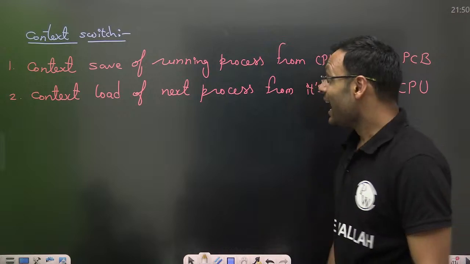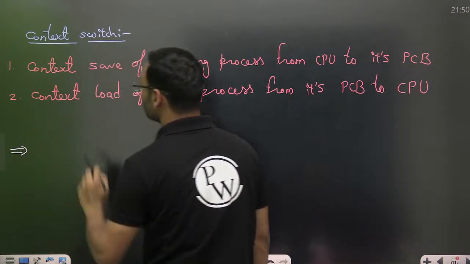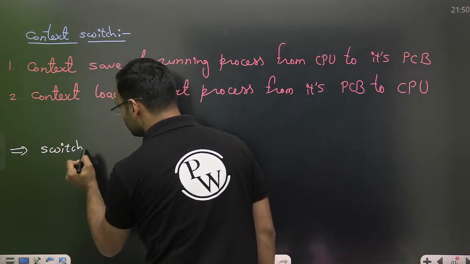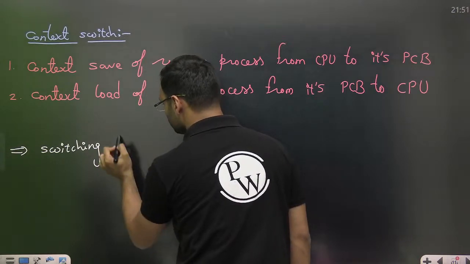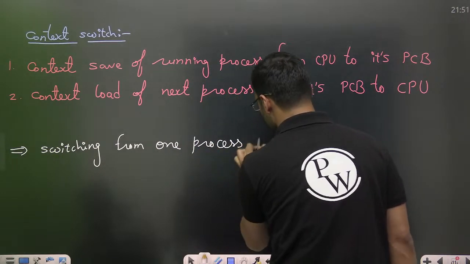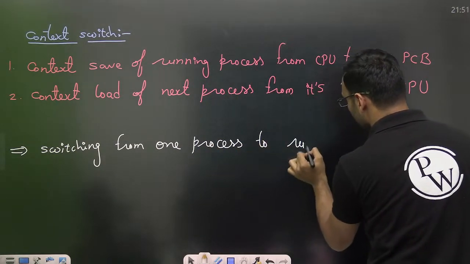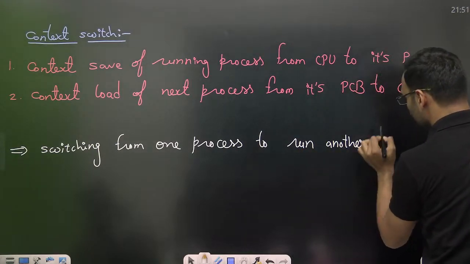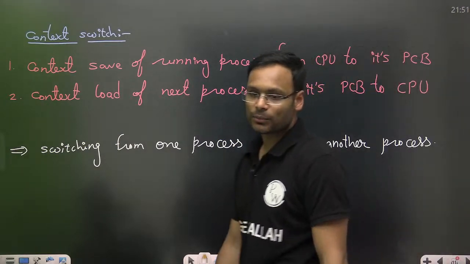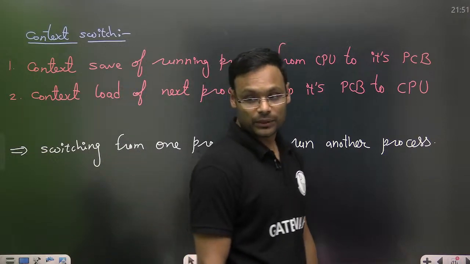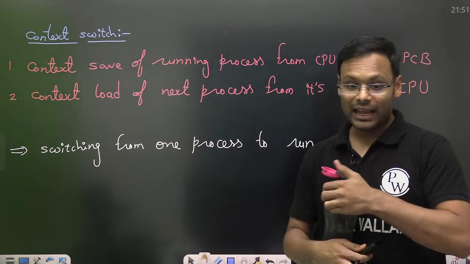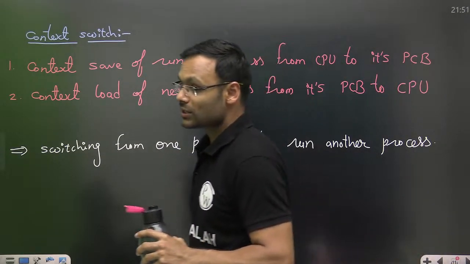Now, my dear friends, I will tell you the basic definition. The basic definition of context switch is switching from one process to run another process. The CPU will switch from one process to another process, meaning one process will leave the CPU and the other process will start running inside the CPU. Fine. That is the context switch. You must understand this. We will have that requirement a lot in the process scheduling algorithms.